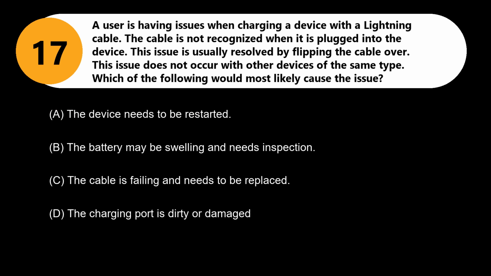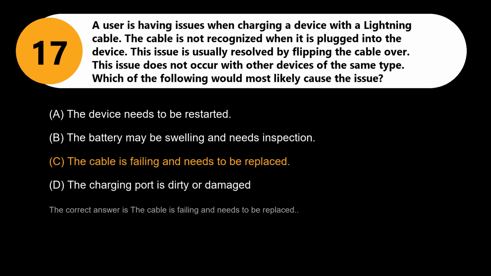Question 17. A user is having issues when charging a device with a lightning cable. The cable is not recognized when it is plugged into the device. This issue is usually resolved by flipping the cable over. This issue does not occur with other devices of the same type. Which of the following would most likely cause the issue? Option A, the device needs to be restarted. Option B, the battery may be swelling and needs inspection. Option C, the cable is failing and needs to be replaced. Option D, the charging port is dirty or damaged. The correct answer is option C, the cable is failing and needs to be replaced.